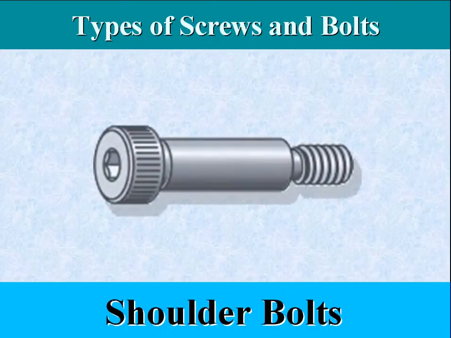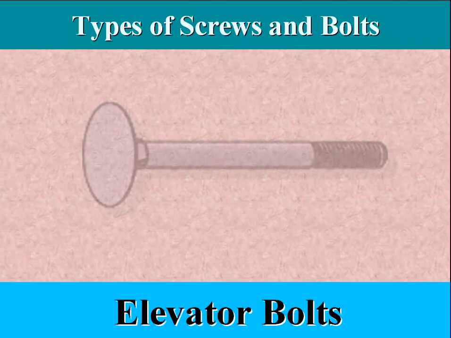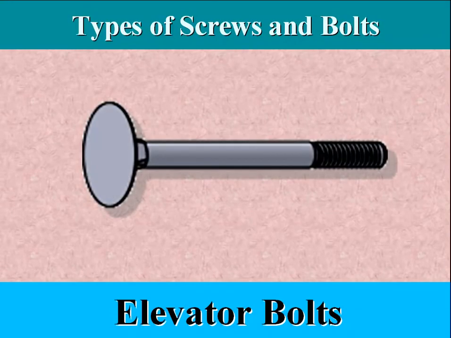Shoulder bolts, also known as stripper bolts, are used to create a pivot point. Elevator bolts are often used in conveyor systems. They have a large, flat head.